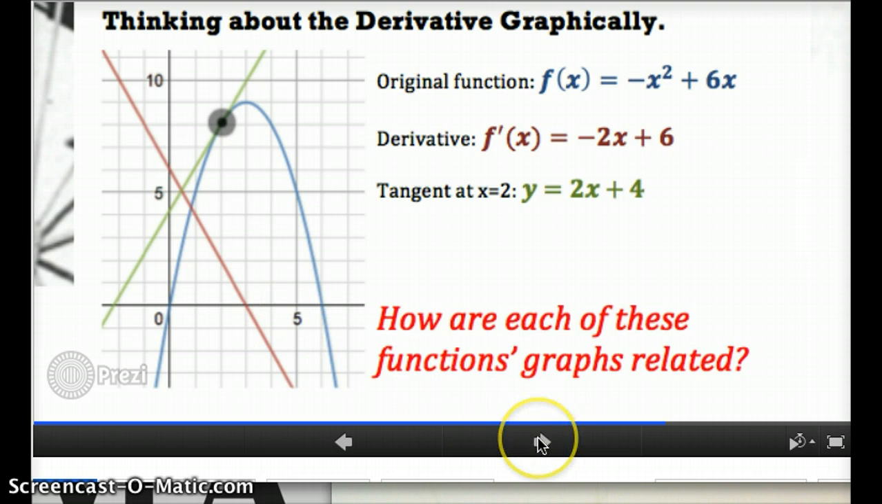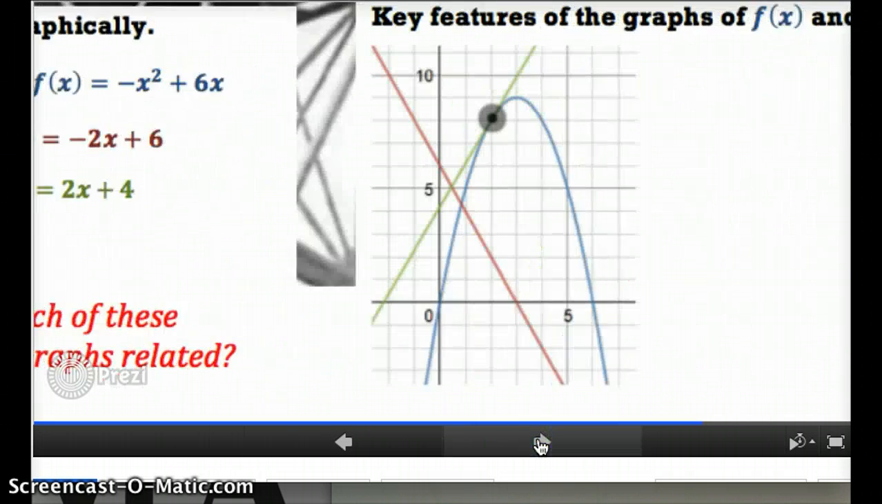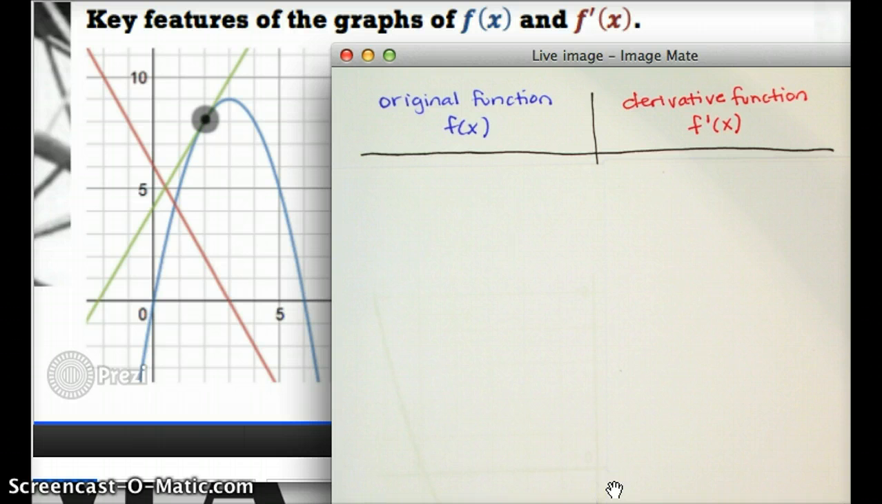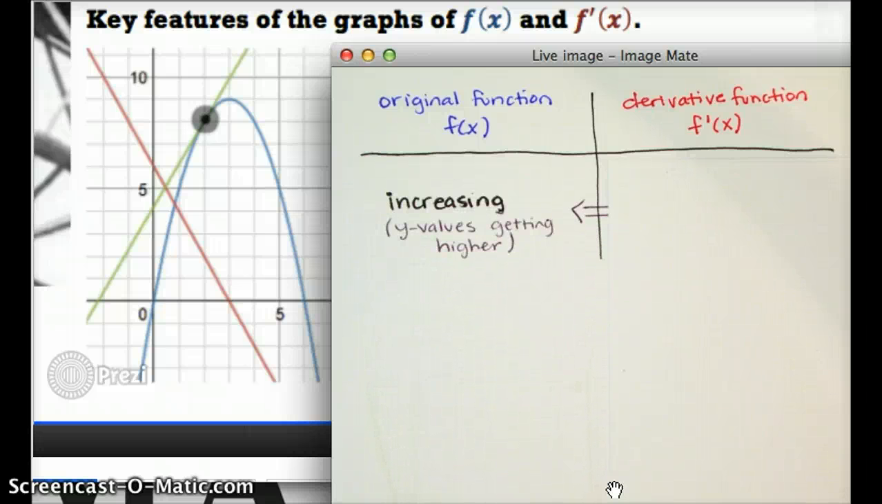I'd like you to hone in on 3 particular observations that are going to be really essential. So we're going to actually draw a little table. If you would set up a space on your notes so that you have a column for original function and a column for the derivative function, and then using the graph that you see on the screen, talk to me about what would happen to the derivative when the original function is increasing. And to be really specific, increasing is when the y values are getting higher. Look at the blue function. Find the part of the function where the y values are increasing. What do you notice about the derivative function?